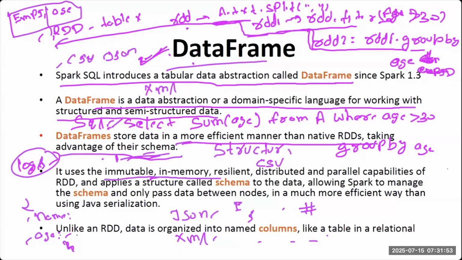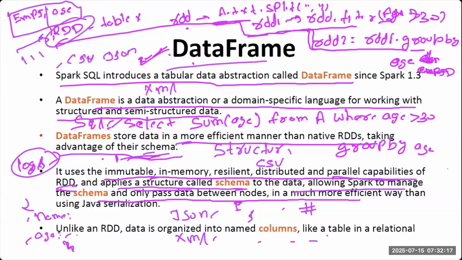It uses the immutable, in-memory, resilient, distributed and parallel capability of RDD and applies a structure called schema to allow Spark to manage this. As I told you, under the hood it will be RDD only. It takes the parallel capabilities of RDD and applies a structure called schema on top of it, so that I can query on top of it, because you need a schema.